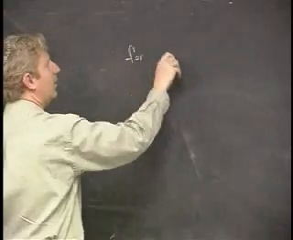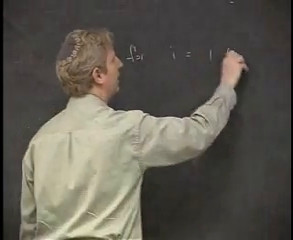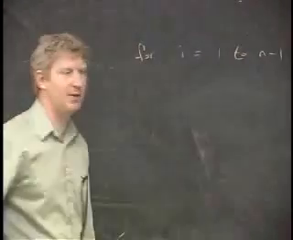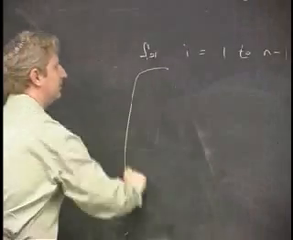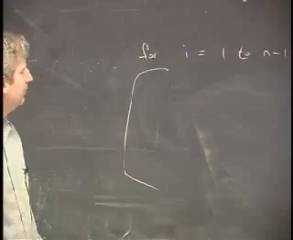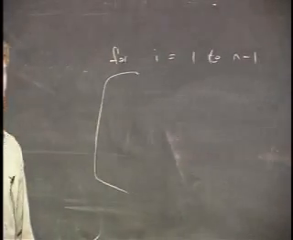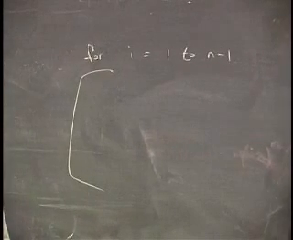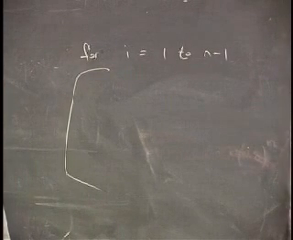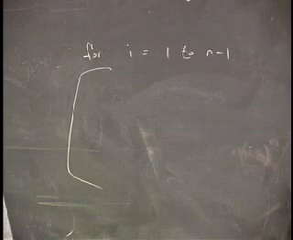So here, I'll write this real pseudo. For i equals 1 to n minus 1. It's going to do it n minus 1 times. What's it going to do n minus 1 times? It's going to do this bubble phase. How do you do a bubble phase?